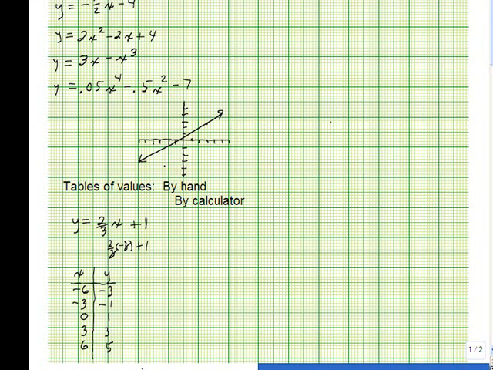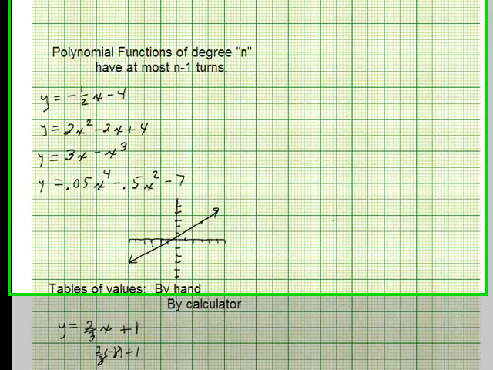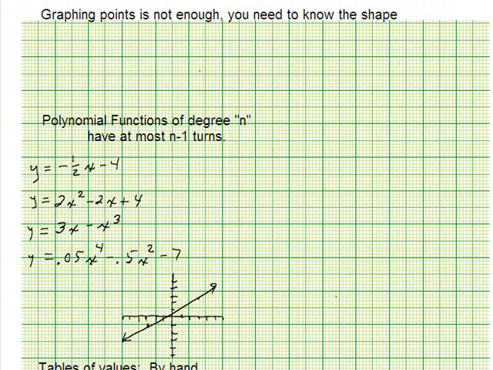And when I plot all those, I get this graph. Here's my -3, -1 right here. Here's my 0, 1 right here. Here's my 3, 3 right here. And here's my 6, 5 right here. And there's my graph. Now, is there a better way or an easier way to get that table of values?